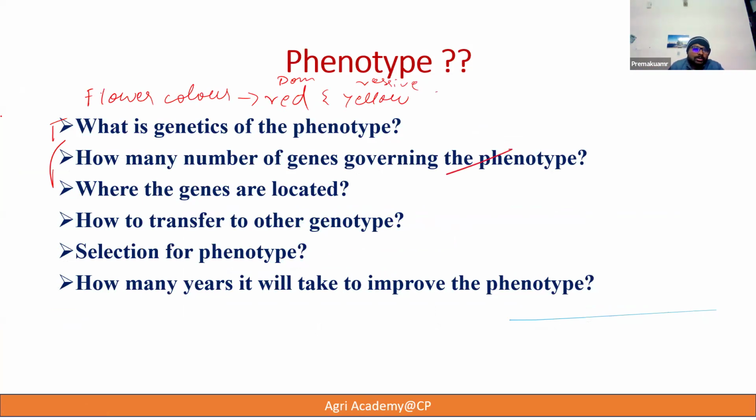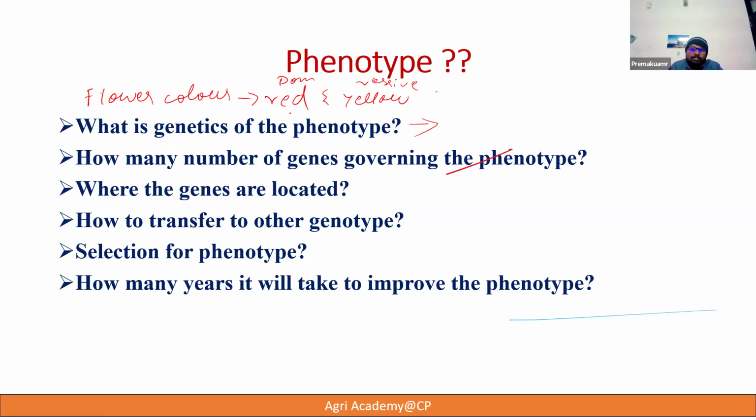The question we have to ask when you are choosing any trait to improve is this. For example, you choose one phenotype, flower color. Then first you have to think what is the genetics of that phenotype. Can anyone tell what genetics means? What question does it imply? How many genes is it governed by?